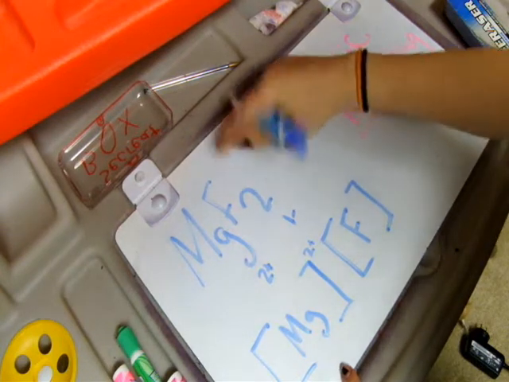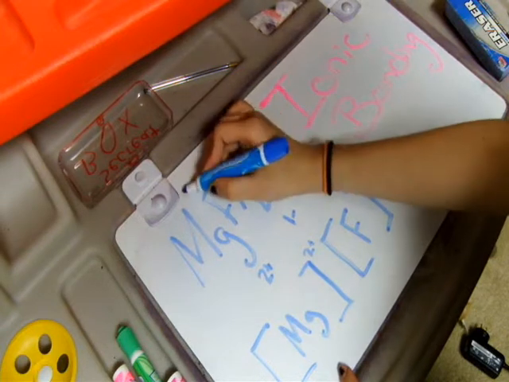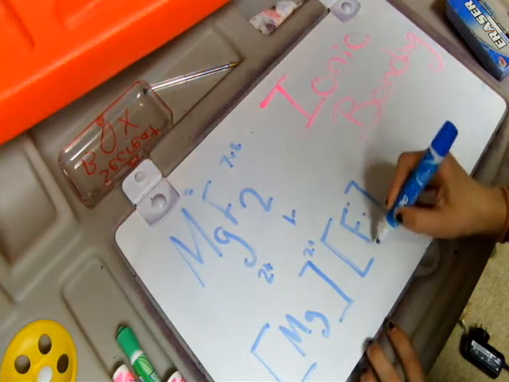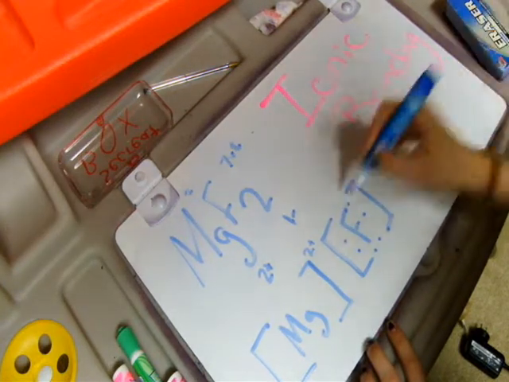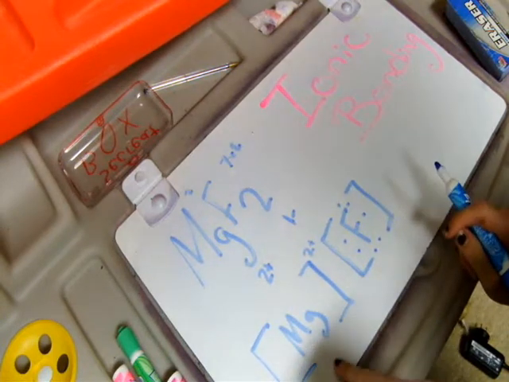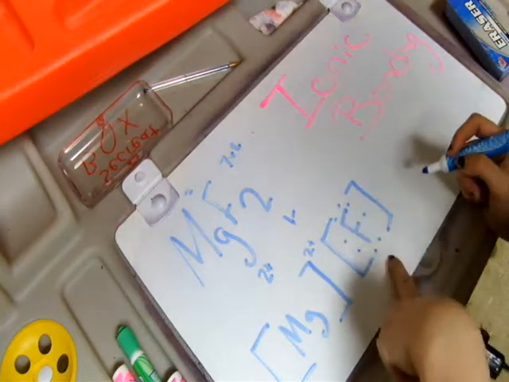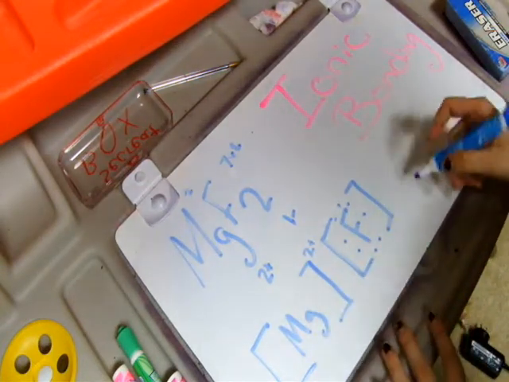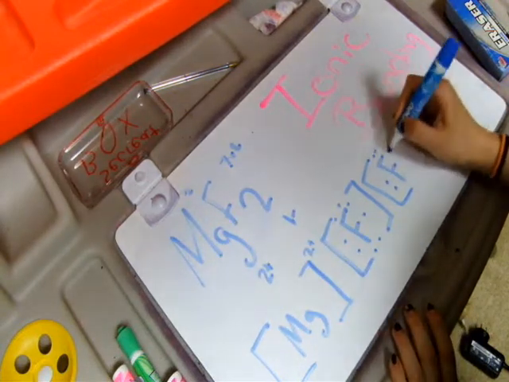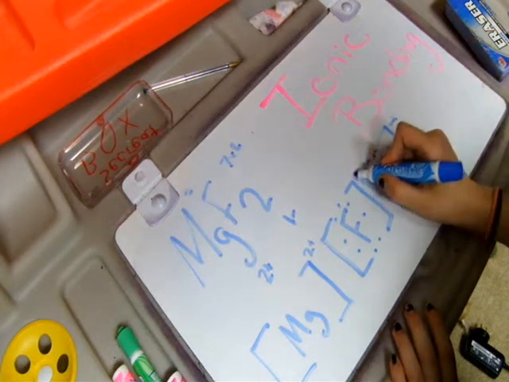Now fluoride has 7 valence electrons, and magnesium has 2. What ionic bonding does is it'll give 1 to fluoride, which then fills the octet rule with 8, and we're going to give the other to the other fluoride. And it would look something like this.